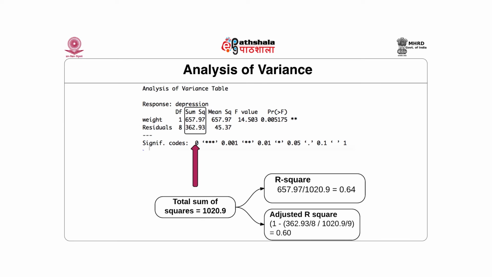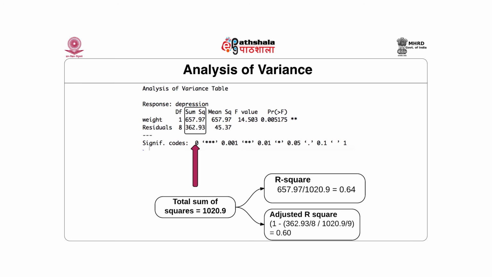Here is the ANOVA table, or the analysis of variance table. It gives you the response variable, which is depression. And then you can see the weight and the residuals that come out of this. You can see the degrees of freedom, in this particular case 1 and 8. You can note the sum of squares. ANOVA works on the principles of sum of squares, and you can read off the p-value from this particular table.